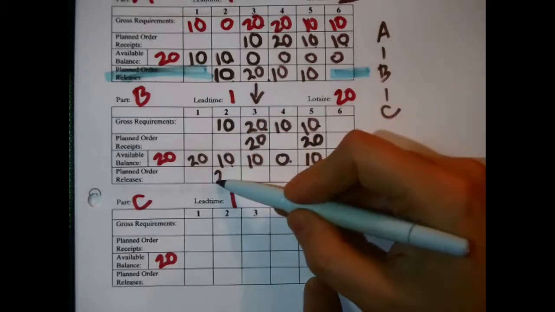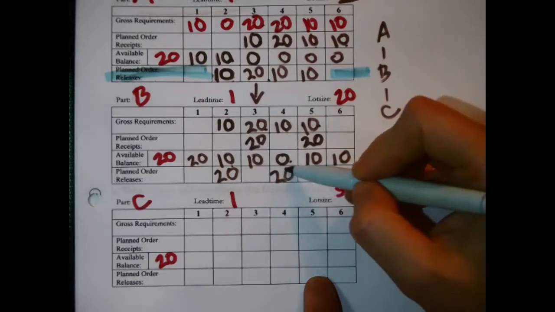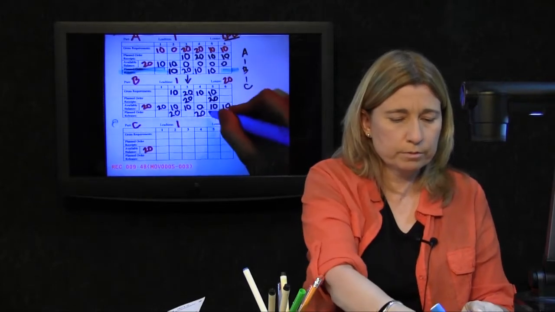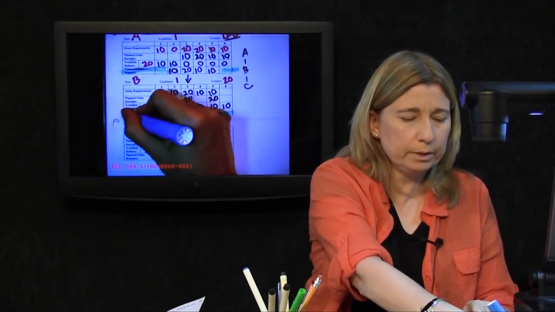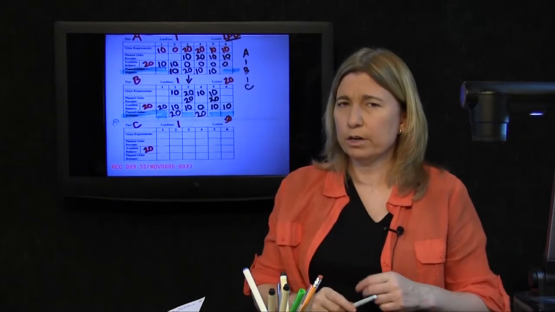I had better remember to order 20 in the second week, and down and over, order 20 in the fourth week. There. We are finished planning for part B. The planned order releases for part B are finished.